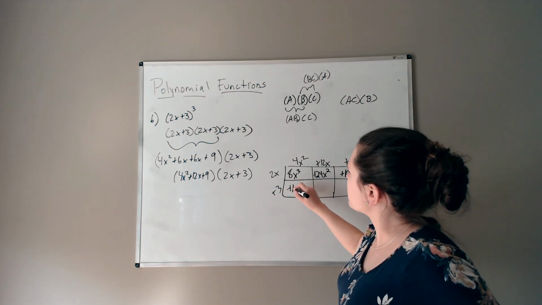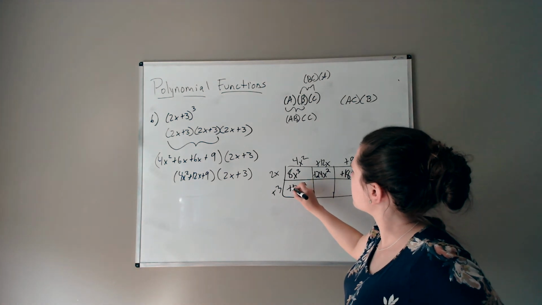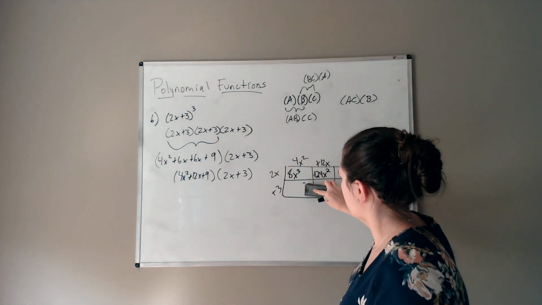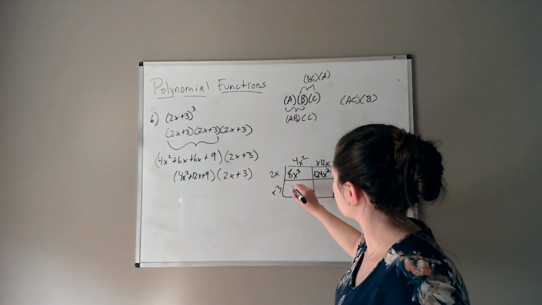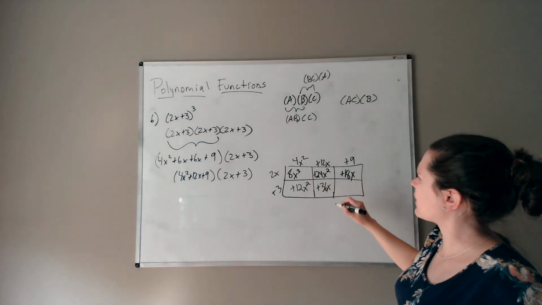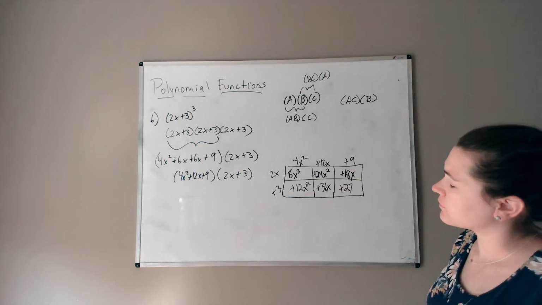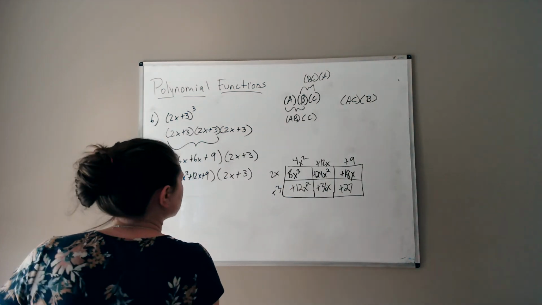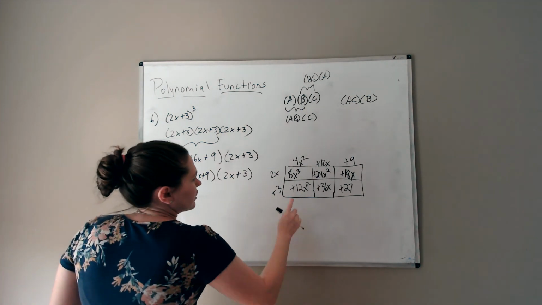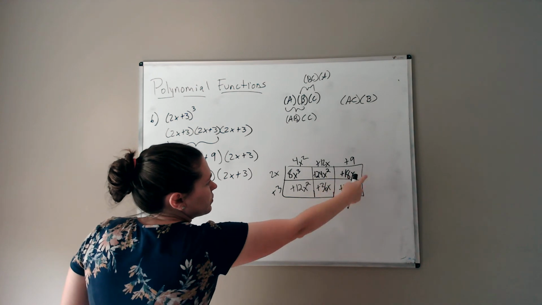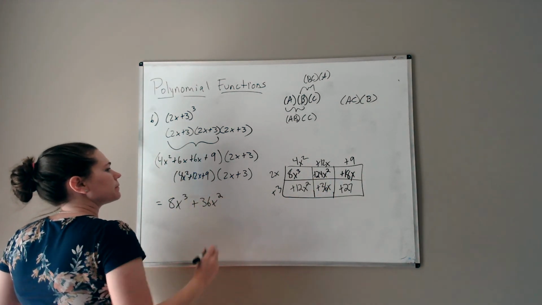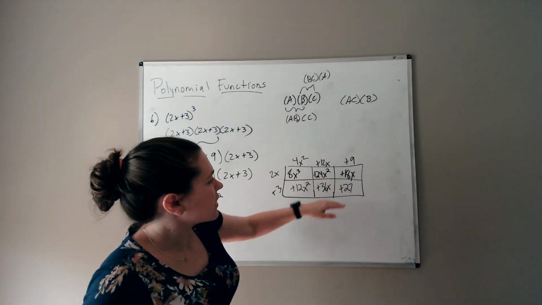Plus 12x squared, plus 36x plus 27. Now we just got to combine like terms and put in standard form, so it'll be 8x to the third. I've got a 12x squared, I've got a 24x squared, no other x squared, so that's going to be plus 36x squared. So everything seems to be falling nicely in a diagonal.